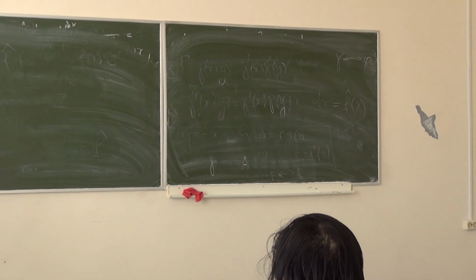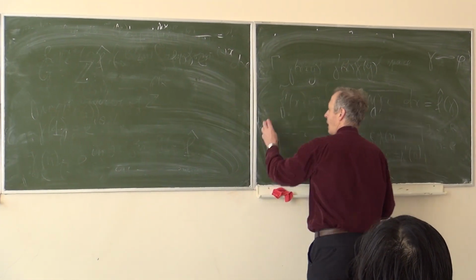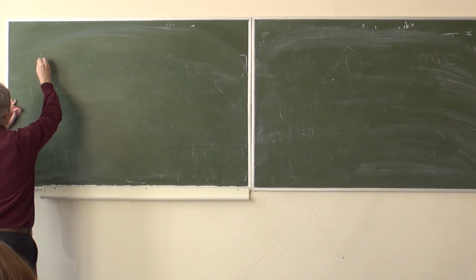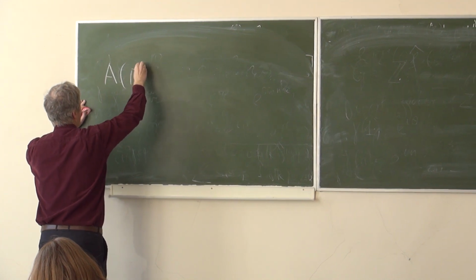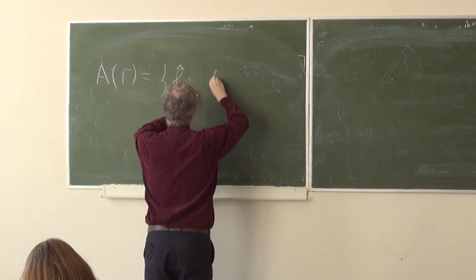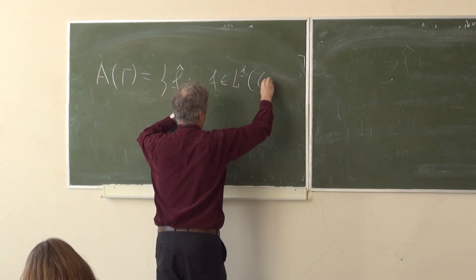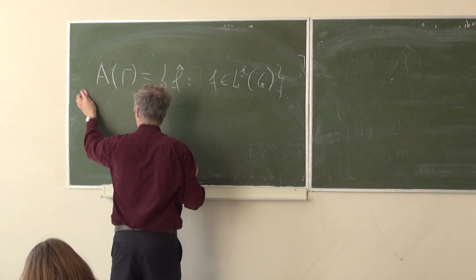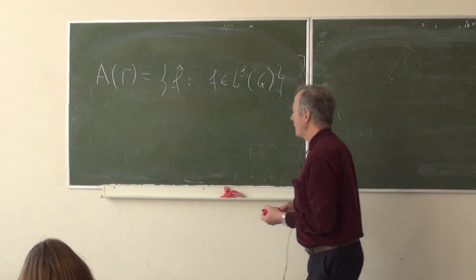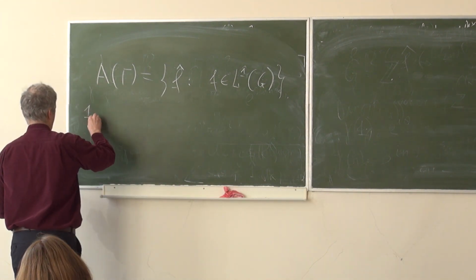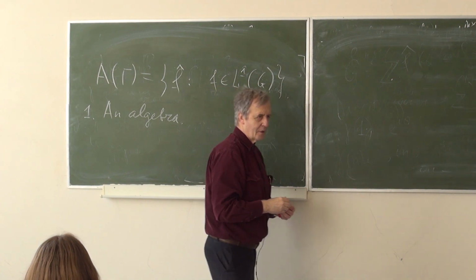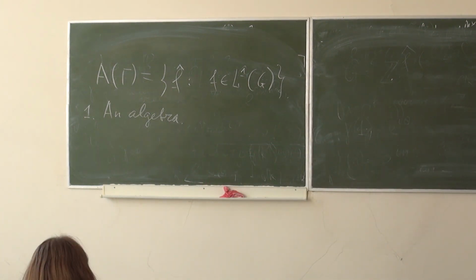Okay. Now let's advance step by step. Consider the following thing: the space A of gamma. This is the space of all Fourier transforms. What do we know about this space? First, this is an algebra. Is it clear? Because this is obtained by Gelfand transform.